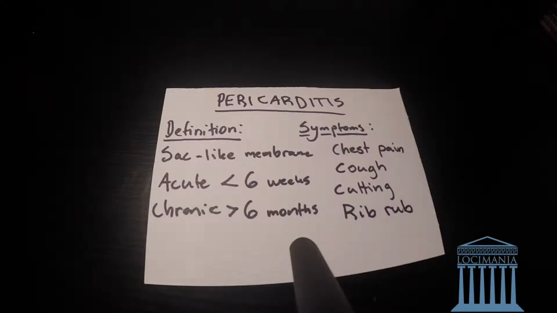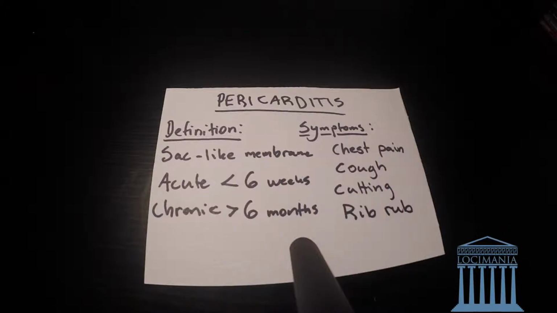Pericarditis is today's topic, and we're going to start off with the name. The name itself explains what it is. So peri means around, card means heart, and itis means inflammation. So basically it's saying to you it's inflammation around the heart. You have the definition, which is a sac-like membrane around the heart filled with blood or fluid or anything else that makes it harder for your heart to pump out blood.